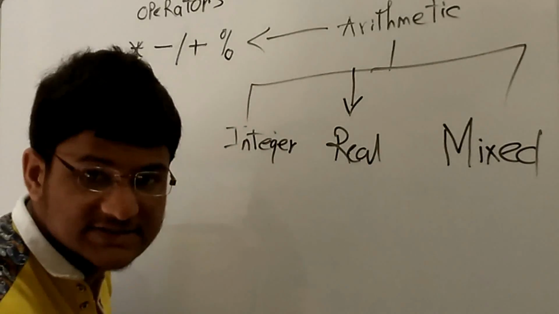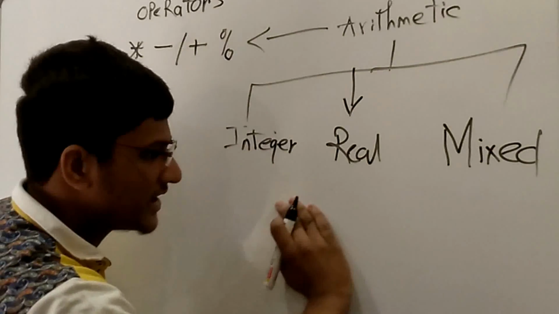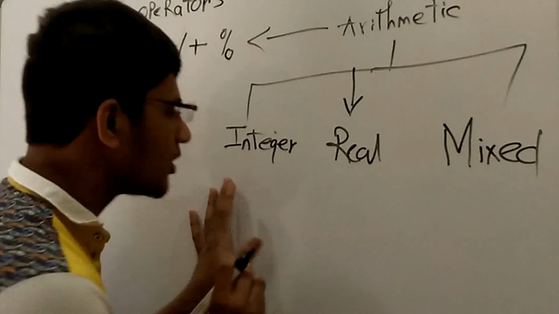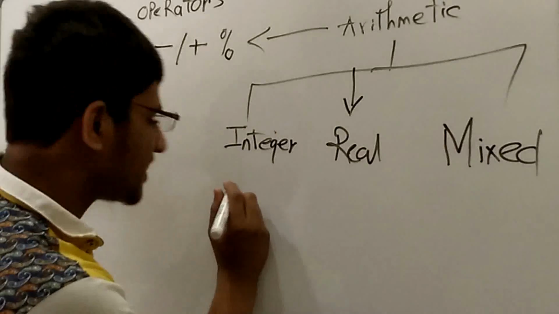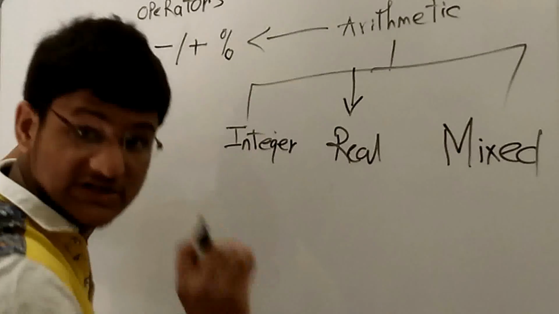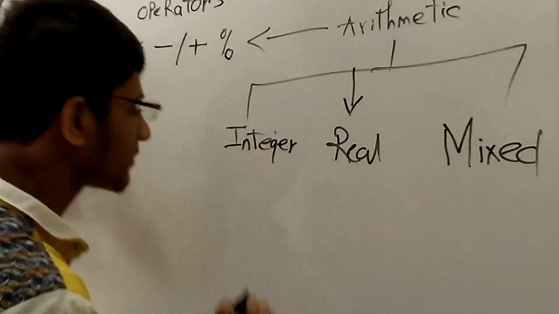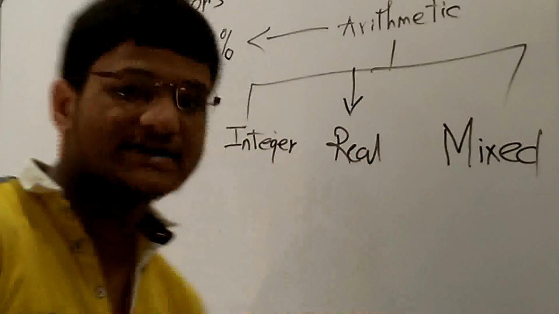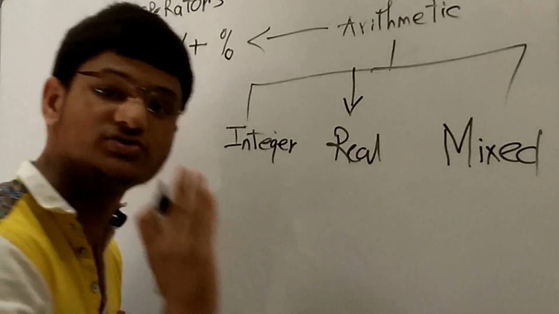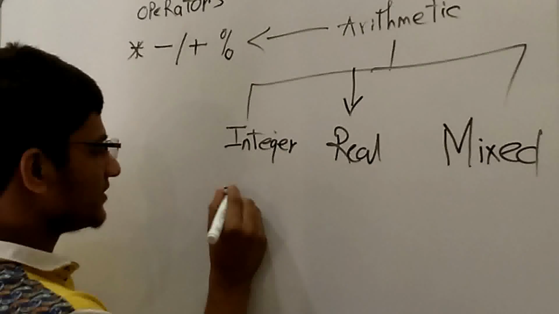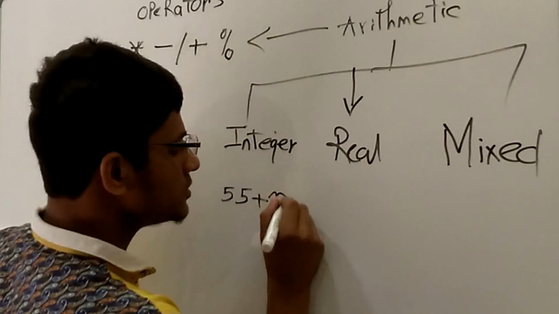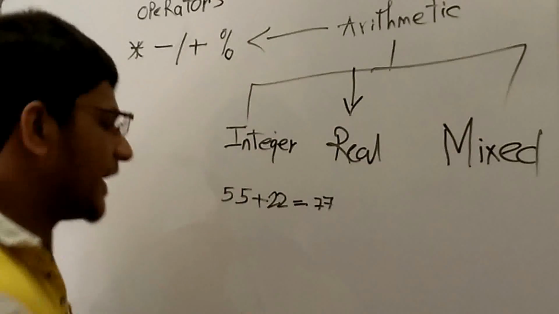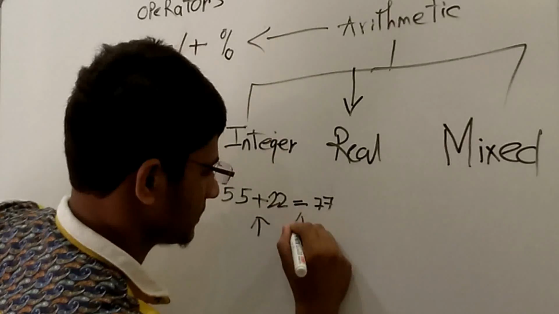Now let's see what integer arithmetic is. Integer arithmetic is basically a combination of operators, integer operands, and integer result. Wait, what are operands? Operands are those things that are used with operators, variables that are used with operators. For example, if we take 55 plus 22 equals 77. Here we are using two operands.